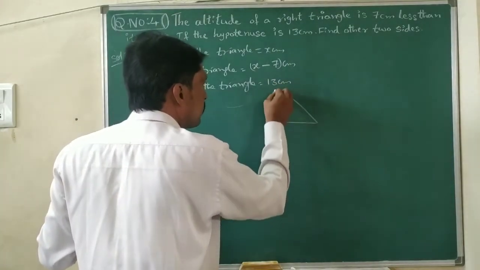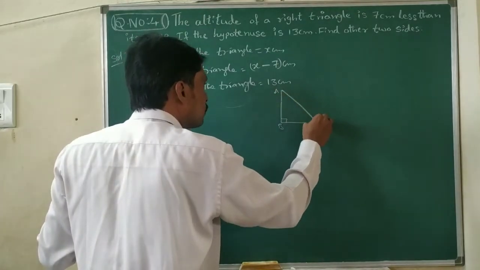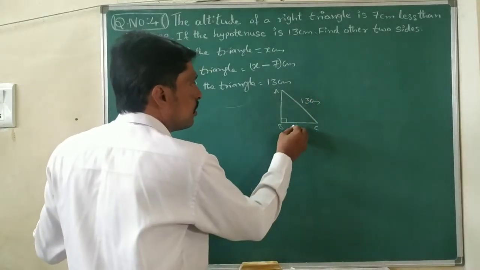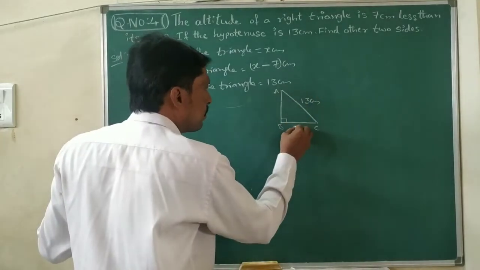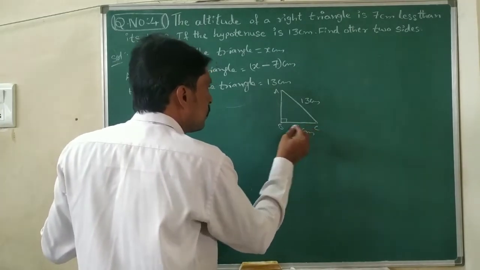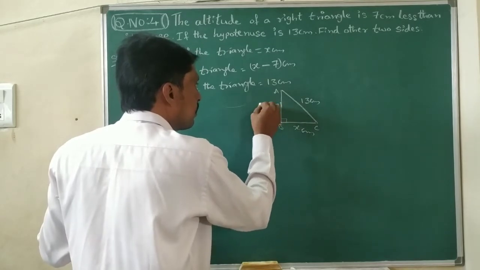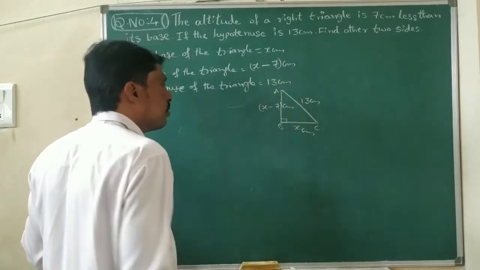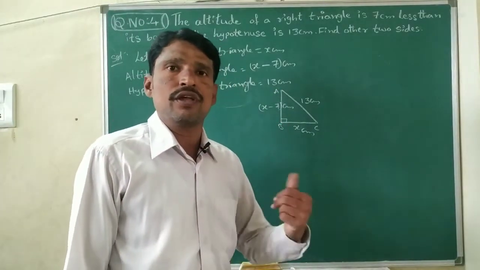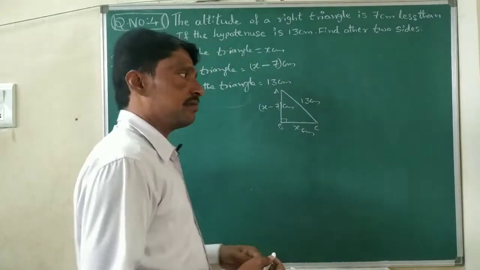Now you just have to draw the figure. This is the right angle triangle ABC. The longest side is the hypotenuse, that is 13 centimeters. Base BC is x centimeters. Next, this is the altitude, x minus 7 centimeters. So ABC is a right angle triangle, and when we have a right angle triangle, we need to take the Pythagoras theorem.